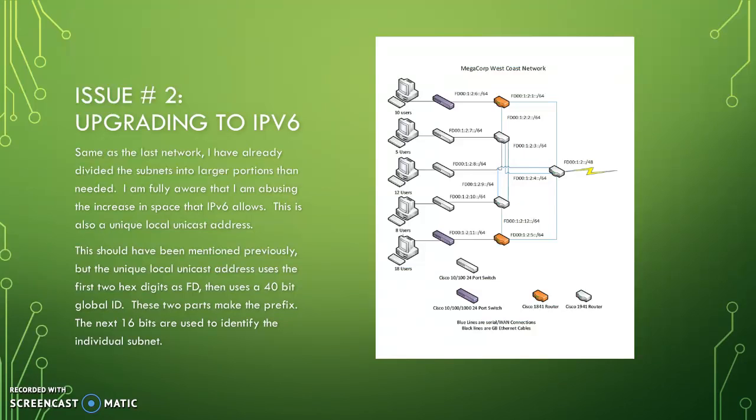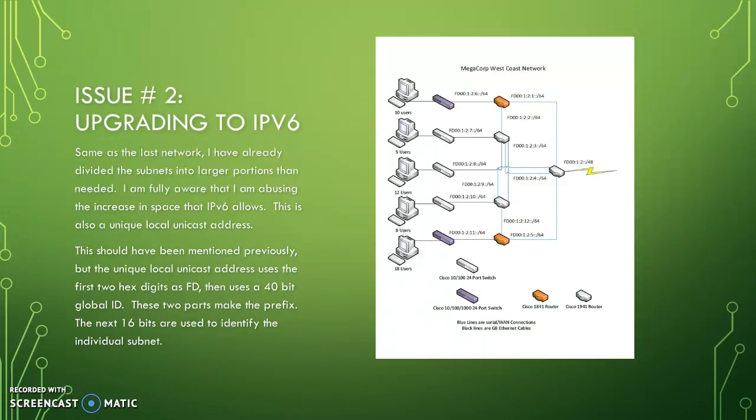And of course, I should have broken down the local unicast addressing previously. So in this case, I'm going to take the opportunity to do that right now. Your first 2 hex digits are going to be the digits FD. Then it will use a 40-bit global ID. In this case, I chose the simplest global ID possible. 0001, 0002, and then the last 16 bits were to identify that individual subnet.